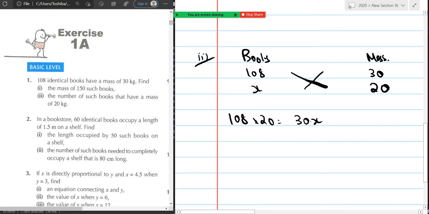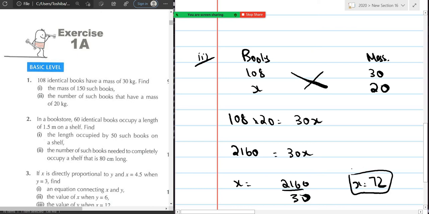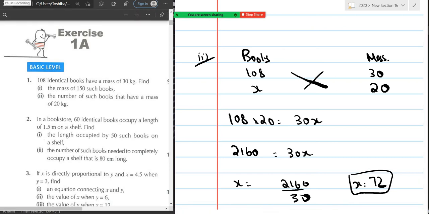So when you multiply 108 with 20, you would get an answer of 2160 is equals to 30x. x is equals to 2160 divided by 30. So now when you divide 2160 by 30, you would get an answer of x is equals to 72 books. Alright, so there were 72 books which have a mass equivalent to 20 kg, right? So therefore, this was how to solve questions using method 1. Now let's move on to method 2.